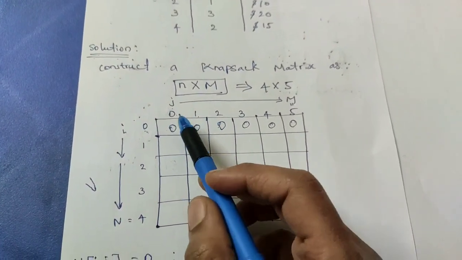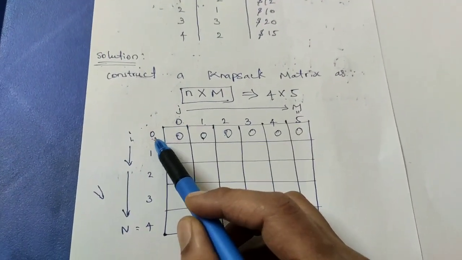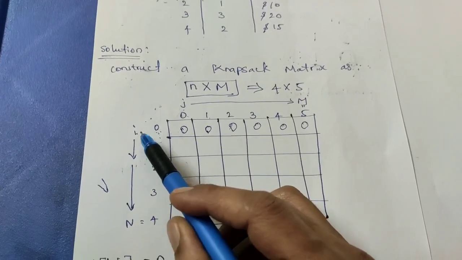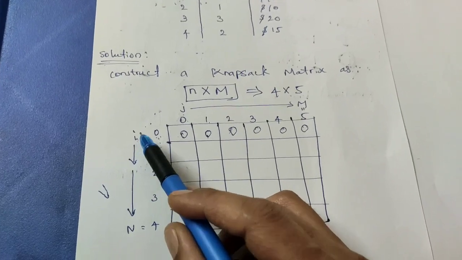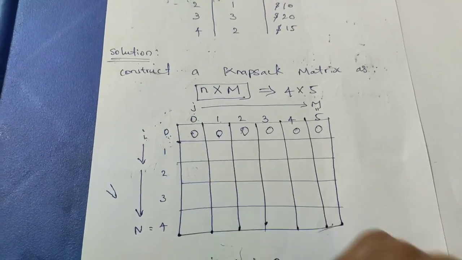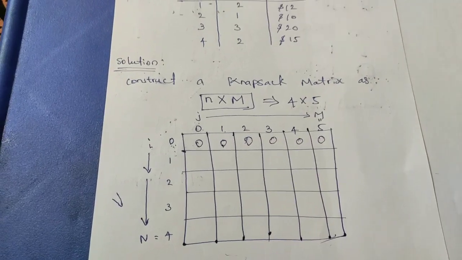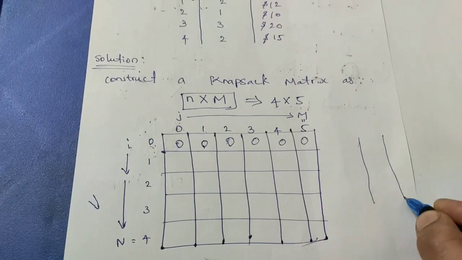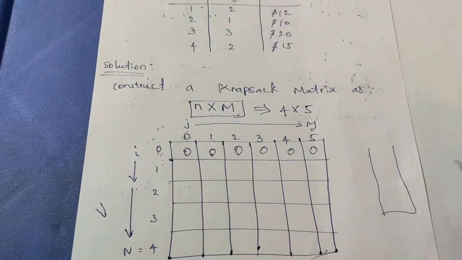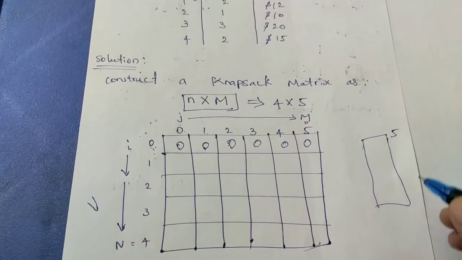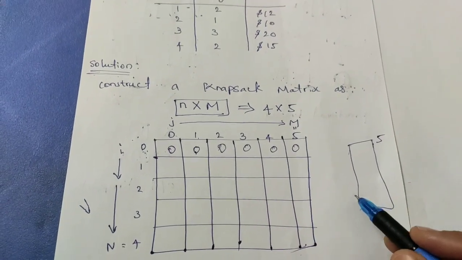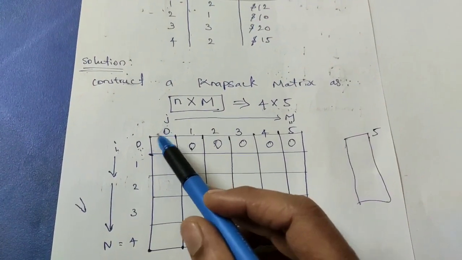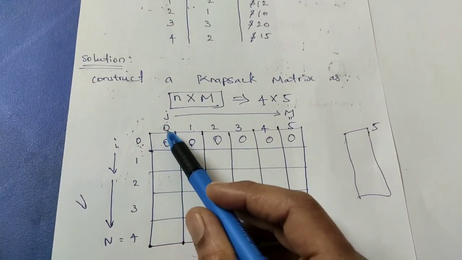This means that you have no items to place into the knapsack. I indicates item. What is the item number I have? 0. 0 means there is no item to place into the knapsack. That is, you have a knapsack with a capacity 5, but you don't have an item to place into the knapsack. Now, you don't have an item, and you don't have a space.